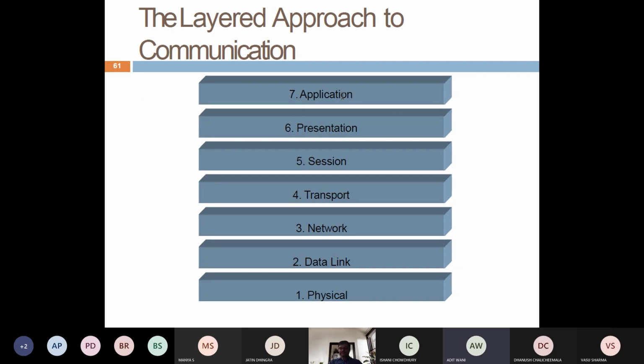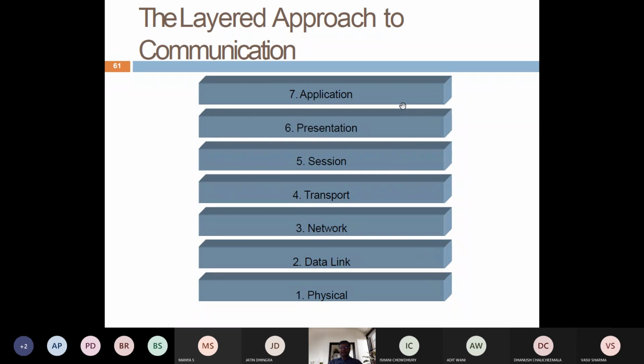So the application. The application layer is very close to the user. This is the correct answer. Okay, so the user is sitting here and sending the data, and the data will travel from the application to presentation, then session, then transport, then network, then data link, then physical, and from the physical layer it is connected to the communication medium.